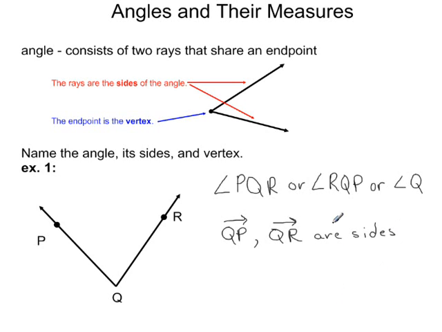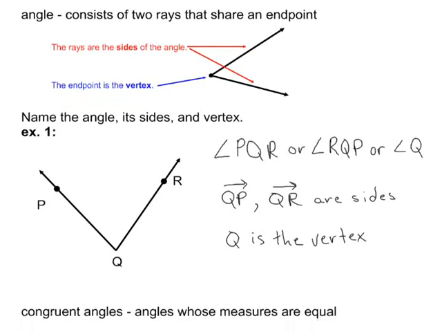The vertex is the endpoint that the rays share. So the endpoint in this diagram would be Q. So Q is the vertex. So I have my angle names, my side names, and my vertex named.